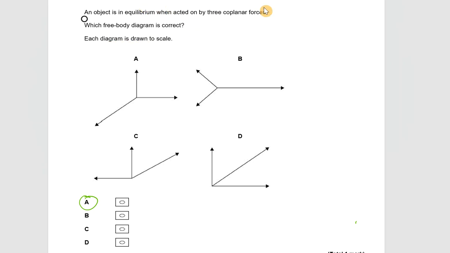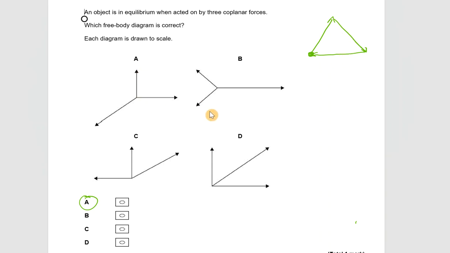Well, if it's in equilibrium, then there's going to be no resultant force on an object. And that means if we add up any vectors and we put them end to end, they will end up back at the starting point, showing that there is zero resultant force.